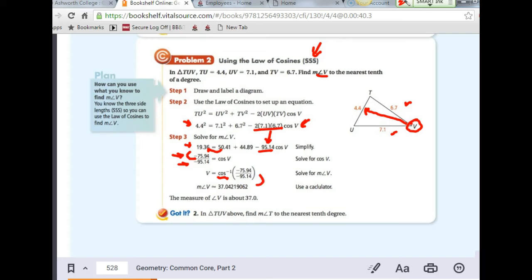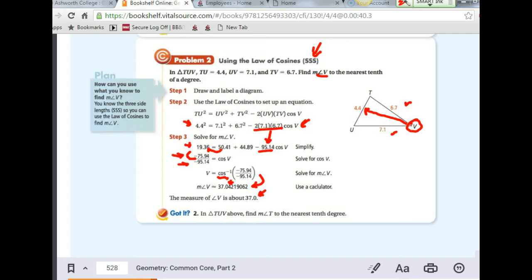And when I do, it's going to give me an angle measure of 37.04219062. And this wants it to the nearest tenth of a degree. And so because this 4 right here is not a 5 or above, then that's just going to stay at 37.0. So the measure of angle V is going to end up being 37.